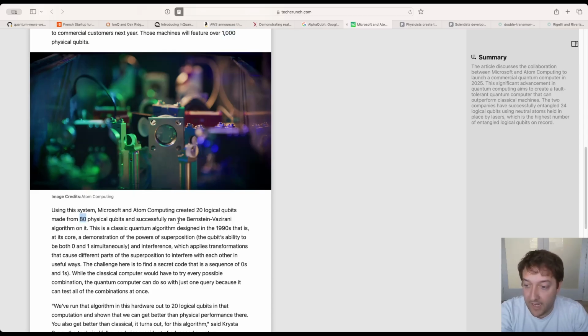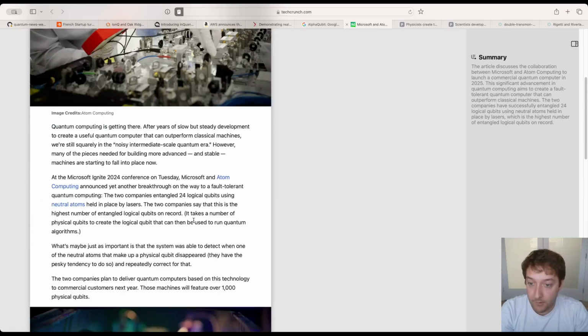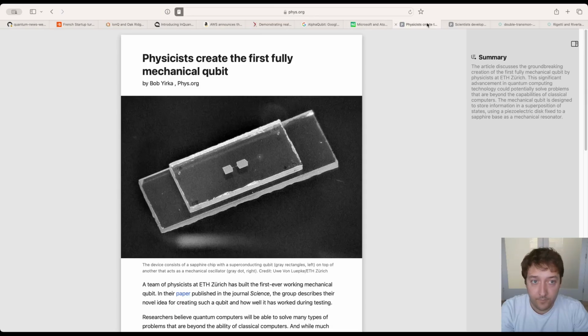But in this system, they had 80 physical qubits creating 20 logical qubits. They were able to actually show that they were able to create working qubits by running the Bernstein-Vazirani algorithm. But this is also a big milestone forward, especially for neutral atoms. Running gate-based neutral atom computers is a challenge, and I'm glad that Microsoft's working with Atom Computing. I think that trapped ions and neutral atoms are some of the best technologies for quantum, so I'm excited to see how this moves forward.